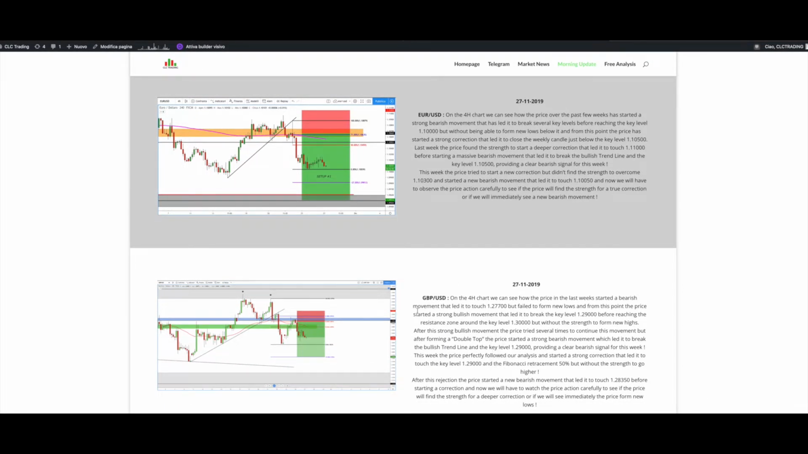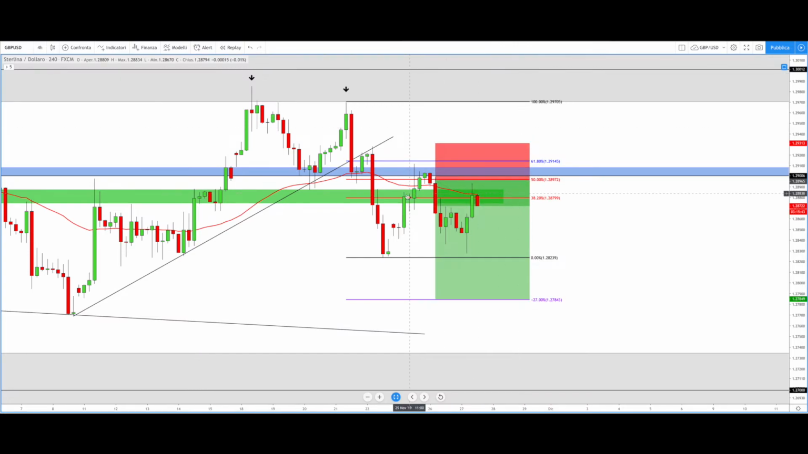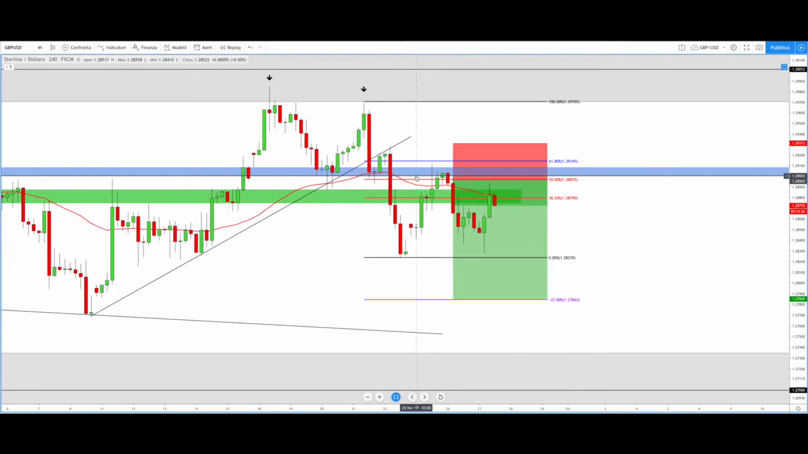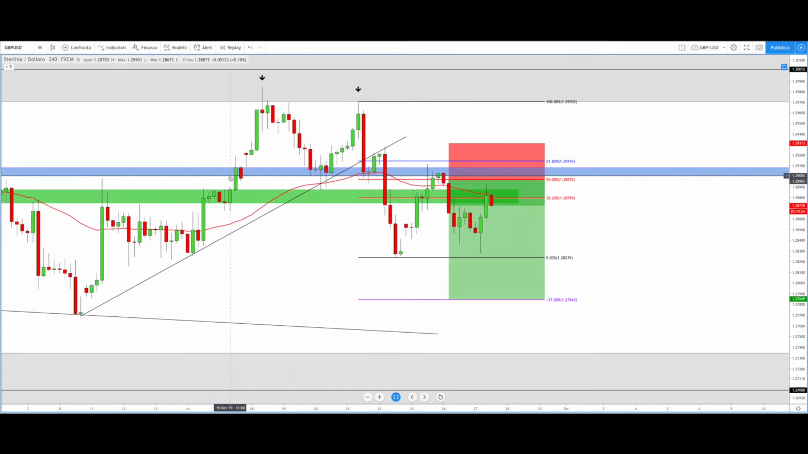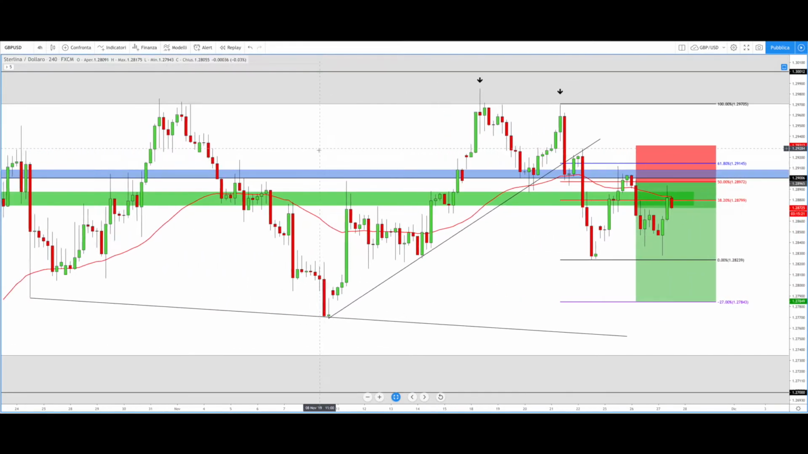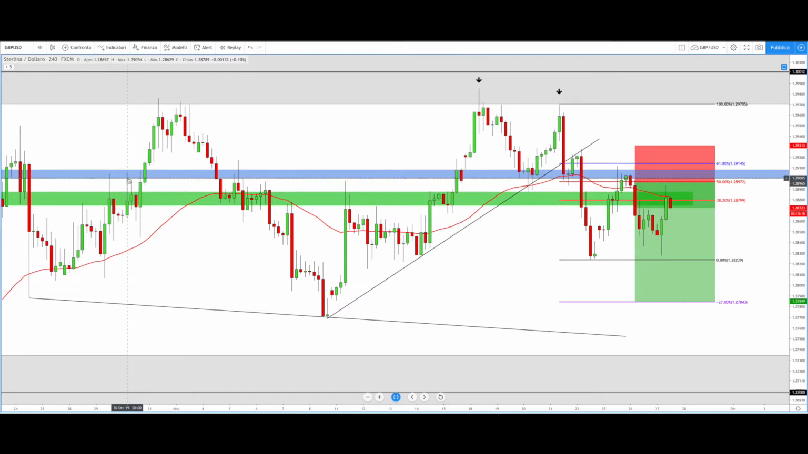Yesterday morning, in this morning update, I explained that after the weekly opening here, I expect a new correction to reach, first of all, this slowdown area around 1.2880, and if the price found the strength to go higher, I expect another touch of the key level 1.29 here, because we can see that in the last weeks the price has reacted this key level many times, clear break, retest, and continuation to the downside here with a big shooting star candle.